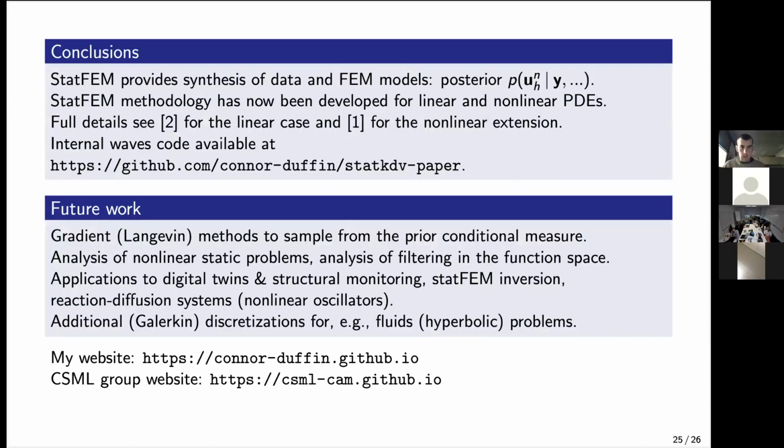Okay, so just now some conclusions here. So the statistical finite element method, as I've presented it here, provides the synthesis of data and finite element method models. And really what we're interested in at the moment is this posterior, the probability of U given the data, conditioned on all the other stuff that we don't know, like hyperparameters, FEM coefficients, boundary conditions, initial conditions, all that stuff.